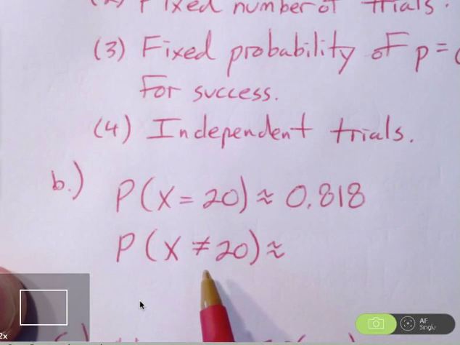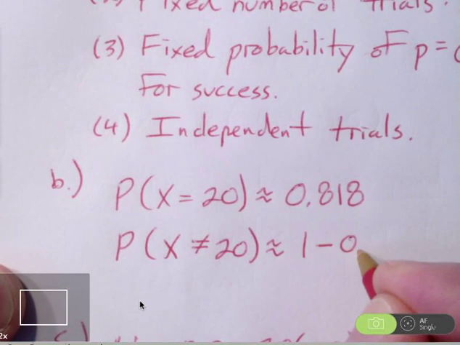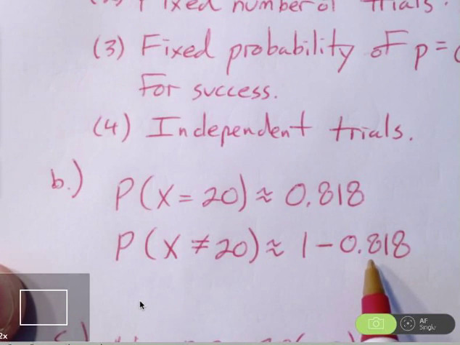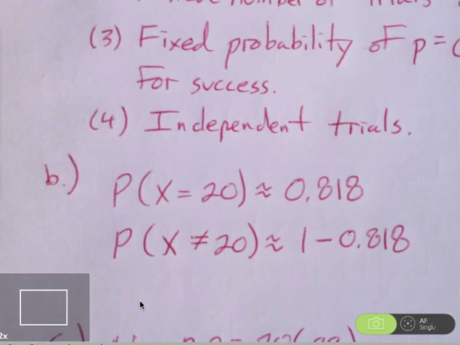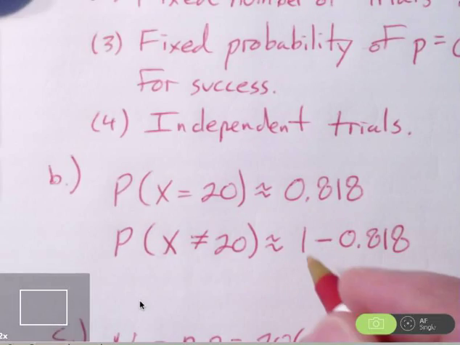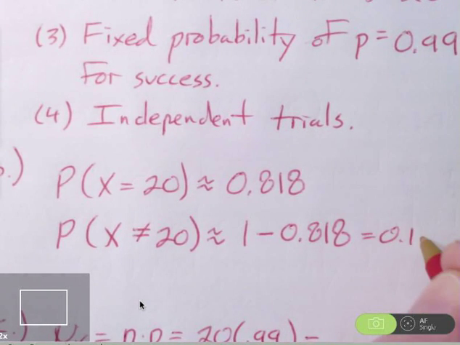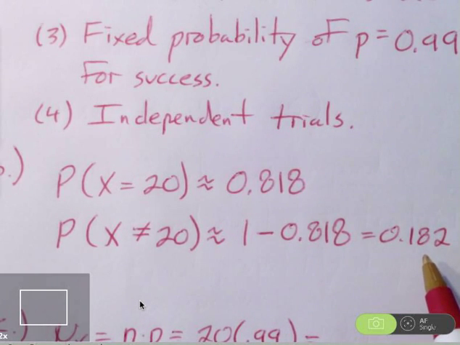So what is the likelihood that we will not detect all 20? That's simply the complement of this event up here. So it's approximately 1 minus 0.818. Again, I'm using approximately because I have rounded the 0.818. So that shouldn't be particularly difficult to do. That's 0.182. So nearly 20% of the time, we won't be able to detect all 20 of those units. Nearly 20% of the time, at least one of them is going to get through.